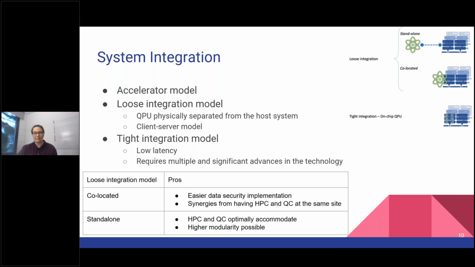The other integration model we looked at, which is the tight integration model, is more for the long term. So we mean by this having QPUs on chip that can be directly connected and integrated within HPC systems, so on rack with CPUs and GPUs. This will probably provide low latency, but it requires multiple and significant advances in the technology.